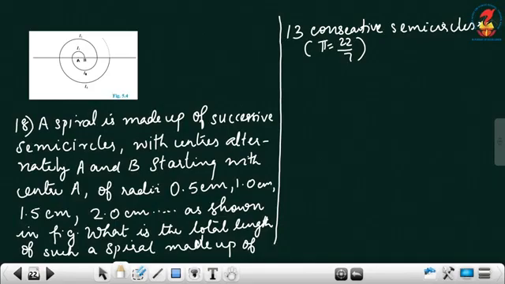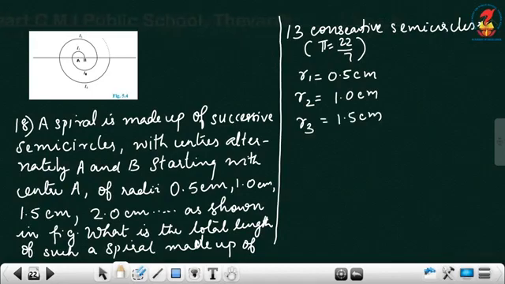Taking the centers A and B alternately, first it is taking A and the radius is 0.5 centimeter. r2 is equal to 1.0 centimeter. r3 is equal to 1.5 centimeter. r4 is equal to 2 centimeter. What is the total length of such a spiral made up of 13 consecutive semicircles? So we need to find the length of the spiral.